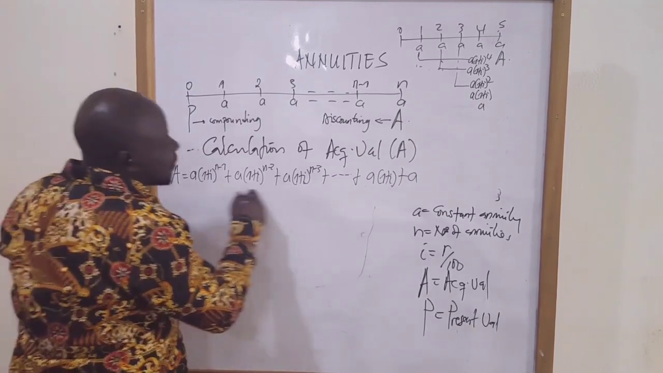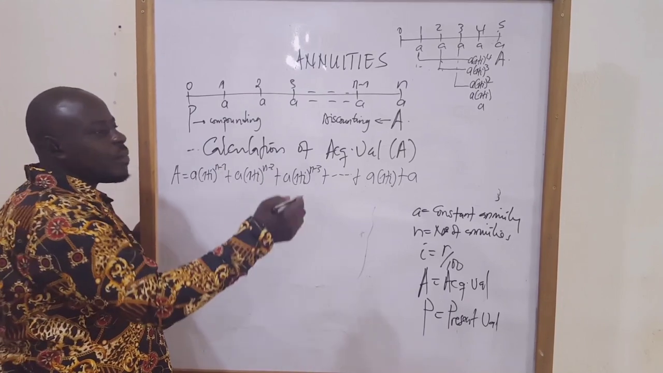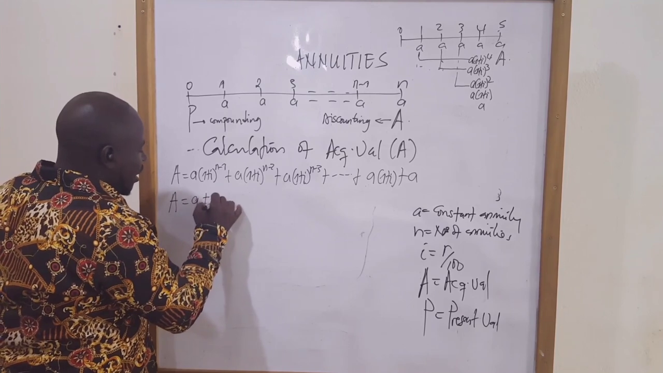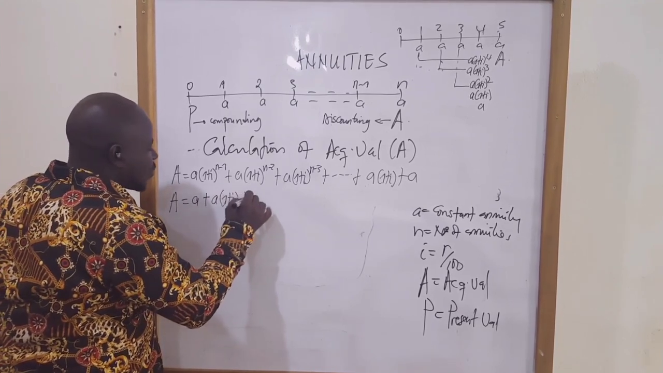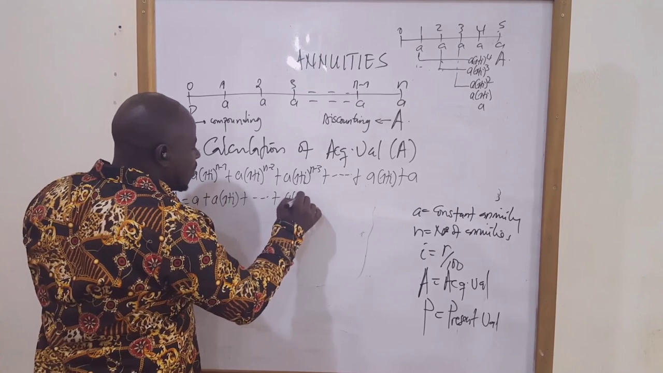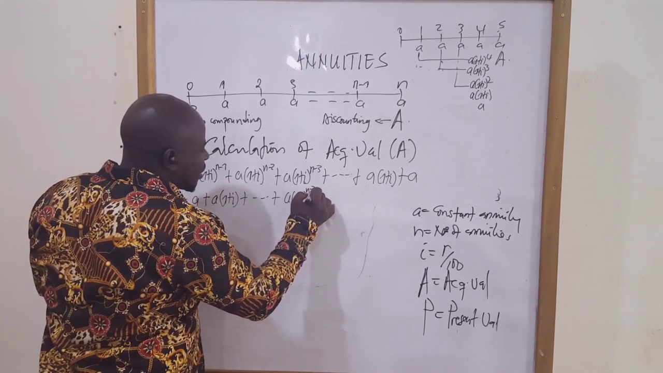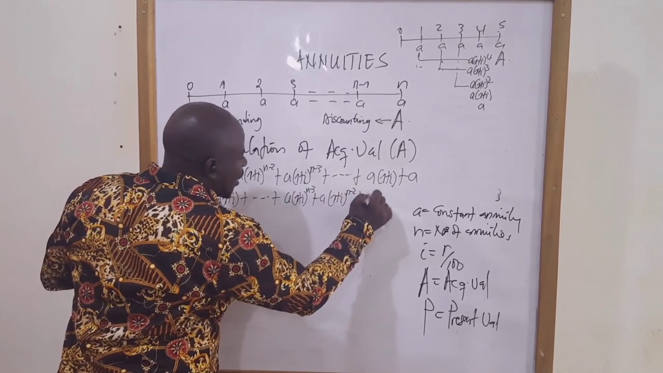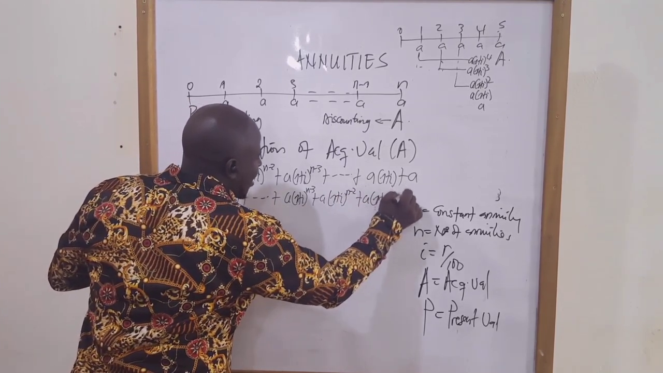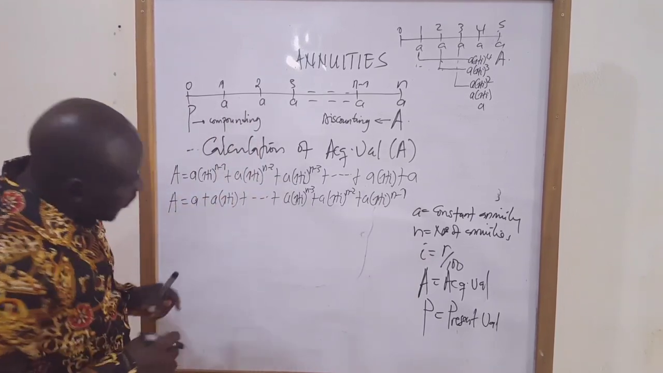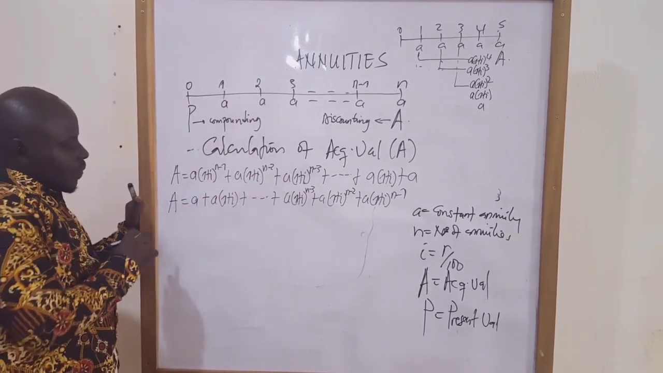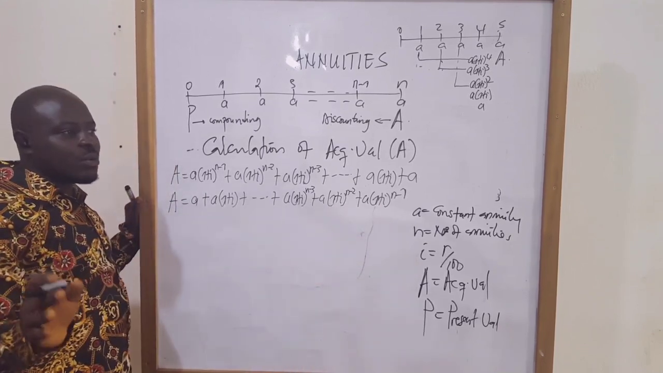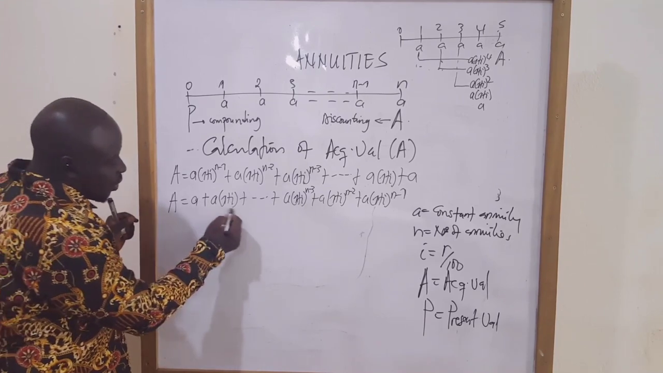Now, if we classify these terms, beginning from the last one, we are going to have big A equals small a plus A into 1 plus i, plus ..., plus A into 1 plus i raised to the power n minus 3, plus A into 1 plus i raised to the power n minus 2, and plus A into 1 plus i raised to the power n minus 1. Very, very important. If we look at it critically, these terms follow an increasing geometric progression with first term A, common ratio 1 plus i.